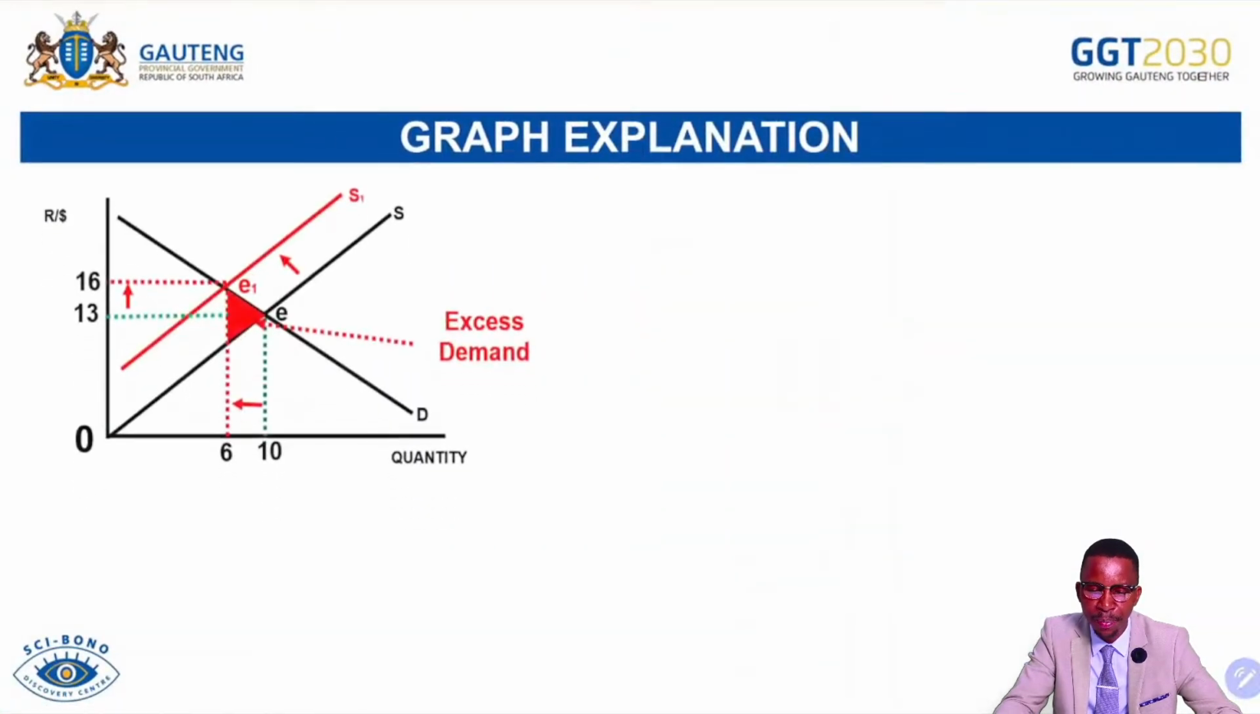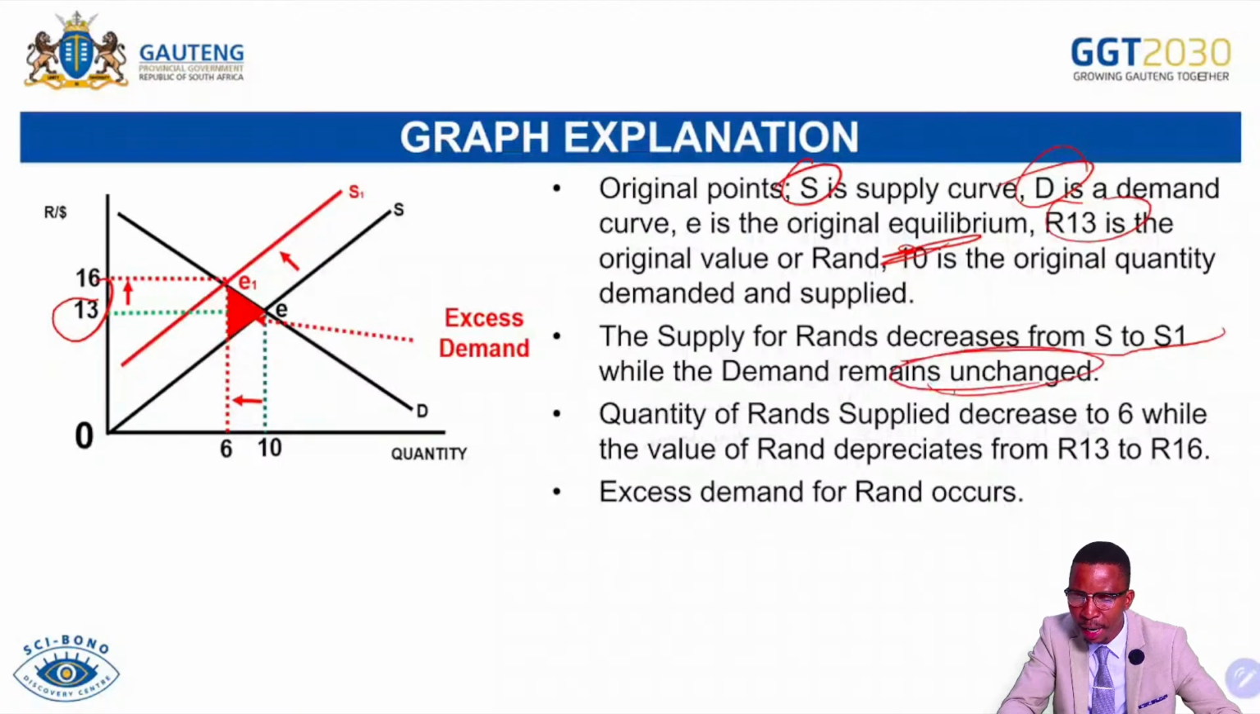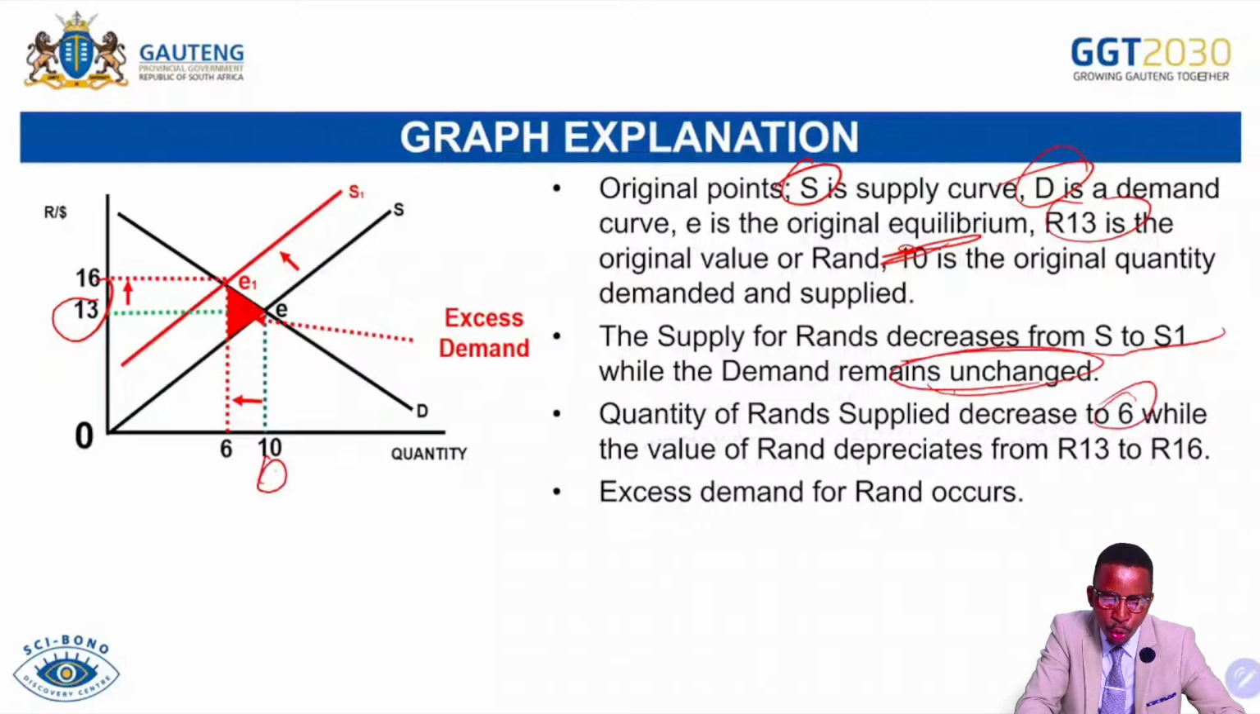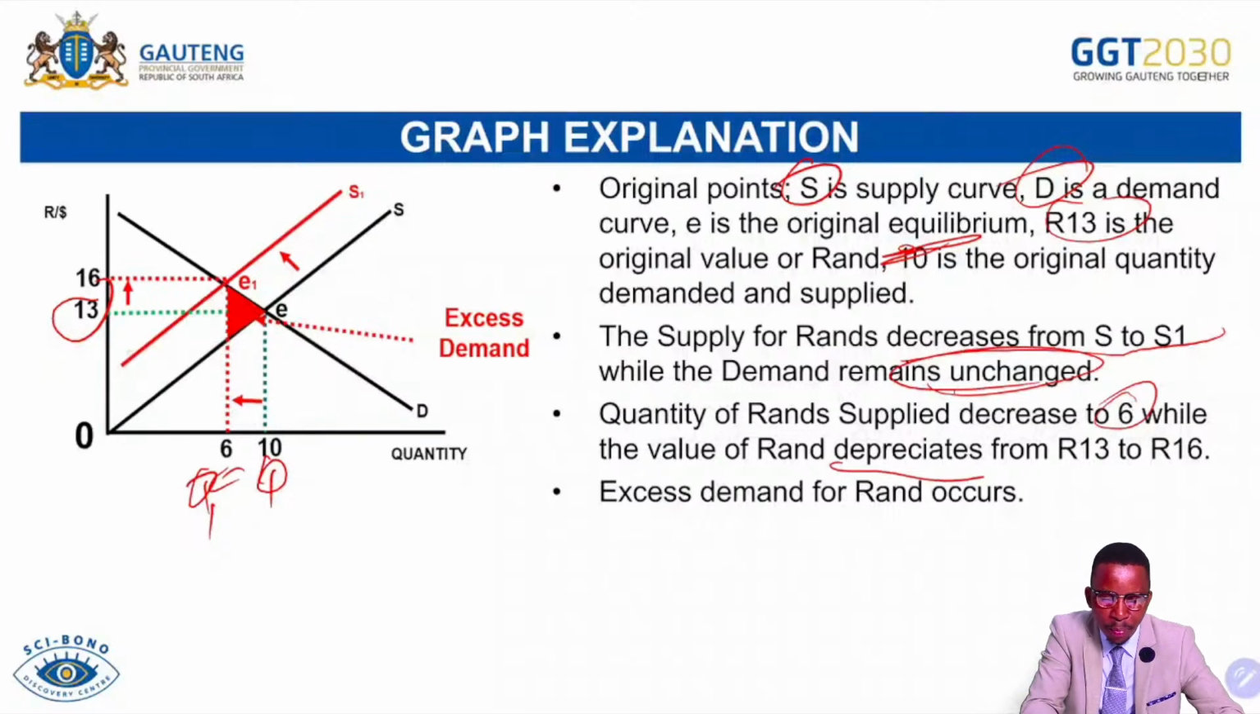And then the graph is explained here. The original points are explained here, and you can see we were paying 13 rand, and now we are paying 16 rand. The supply of rand decreases from S to S1 while the demand remains unchanged. So the quantity of rand supplied is decreasing, to 6, meaning that was Q, now it is Q1. And then the value of the rand depreciates from 13 to 16.